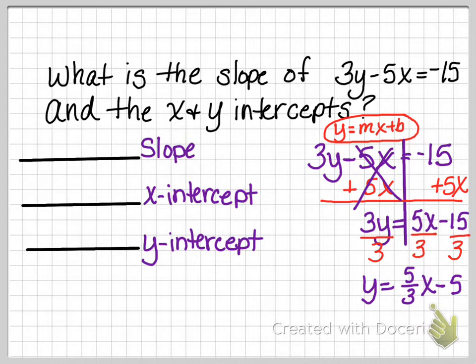All right, here comes the slope. Slope is right here in the front. It's the m. So my slope is 5 over 3.